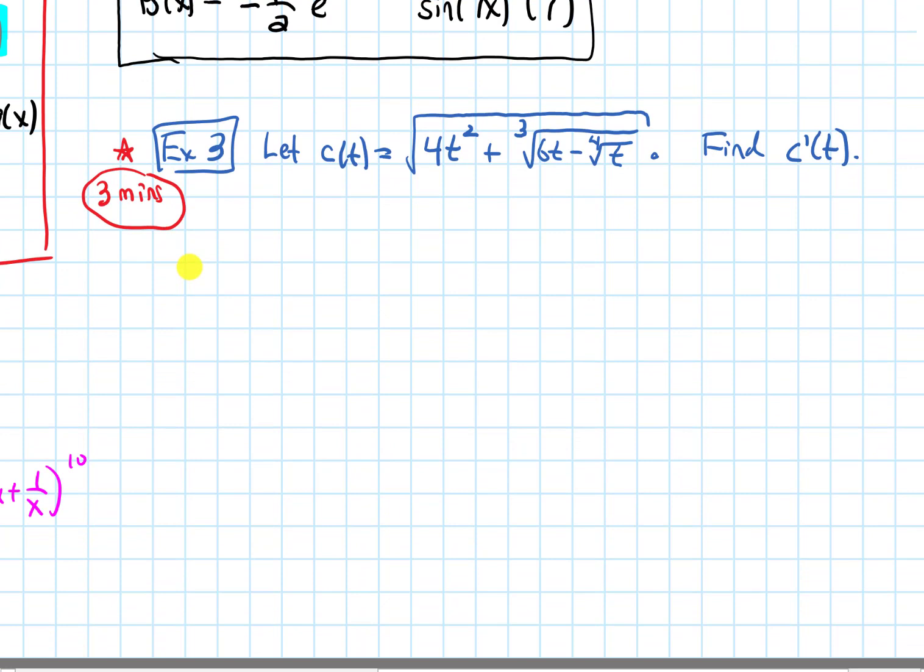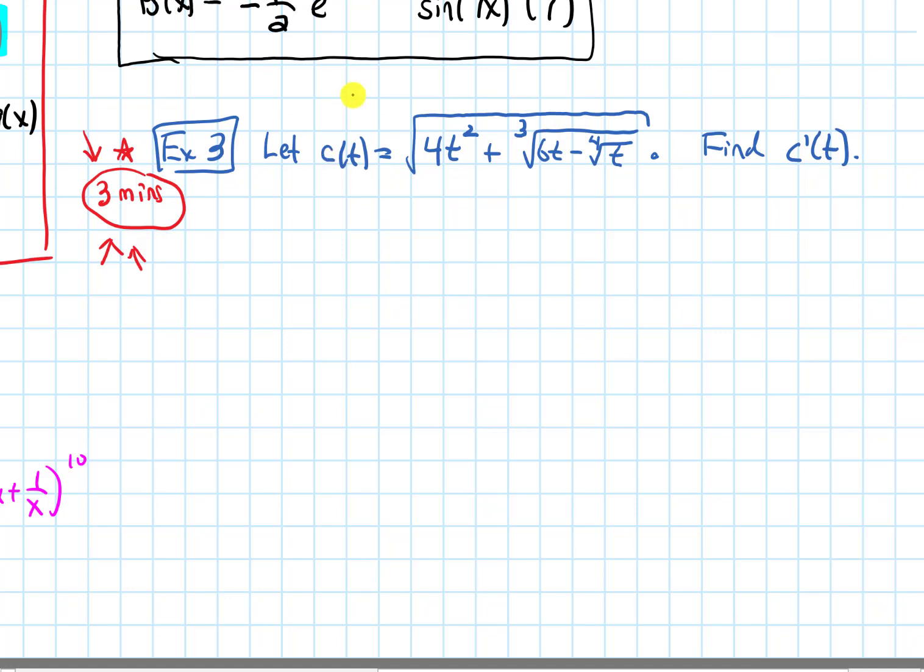All right, so example 3, our function is c of t. It equals the square root of 4t squared plus the cube root of 6t minus the fourth root of t. So a bunch of roots inside of each other. And I want to find the derivative. So I'm going to give you an opportunity to practice this first. Try this for 3 minutes on your own. Pause it and try this for 3 minutes on your own. With chain rule especially, we really just got to practice it and get more comfortable with it. Don't be afraid to make mistakes.